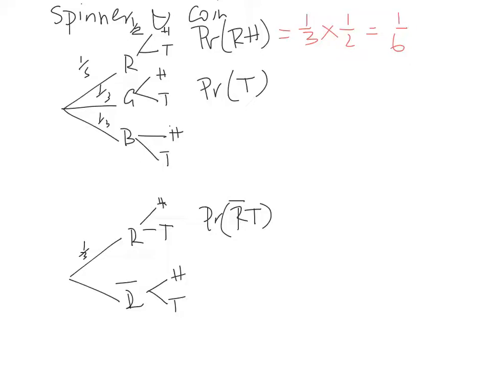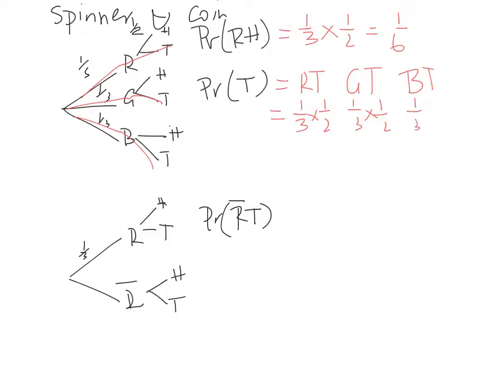If we want the probability of tails, what we're doing is looking at how many ways we can score tails. So we can say it's going to be red and tails, it can be green and tails, and it can be blue and tails. So from there, red and tails becomes 1 over 3 times 1 over 2. It can be green, 1 over 3 times 1 over 2. And it can be blue, 1 over 3 times 1 over 2. So that's the probability of each of the tails.